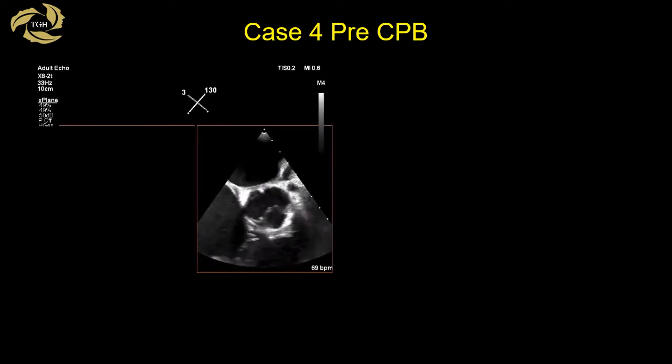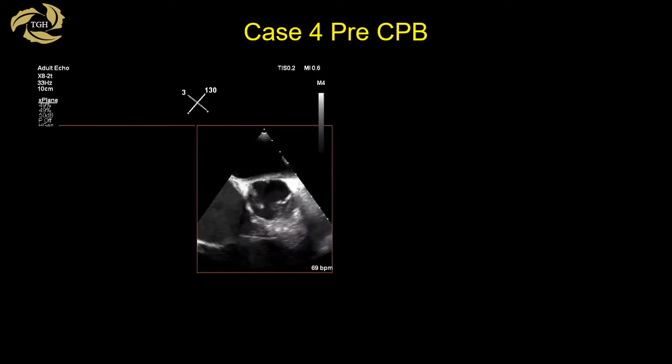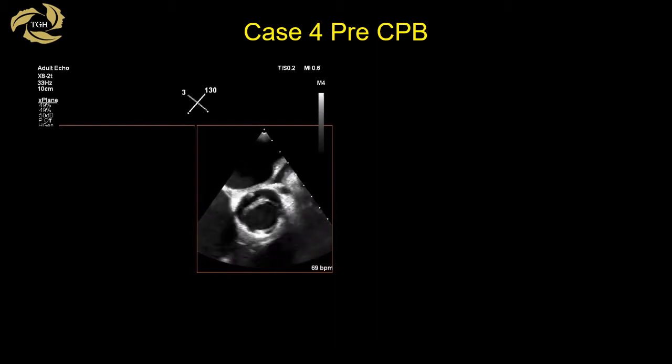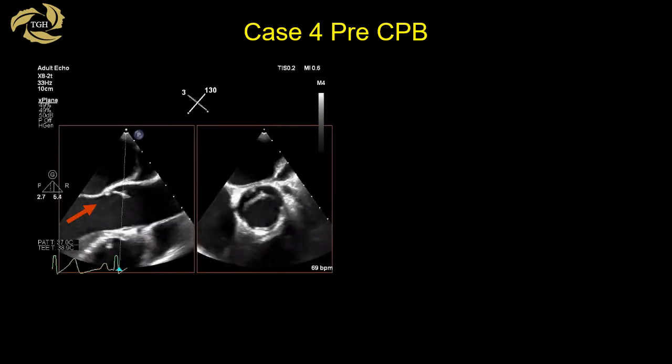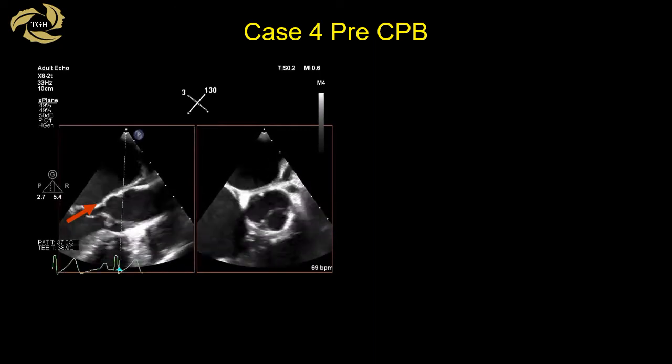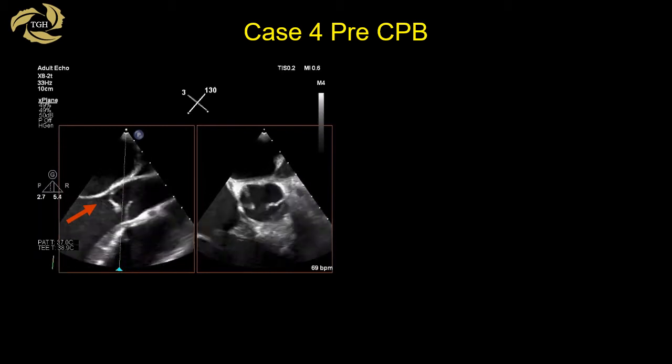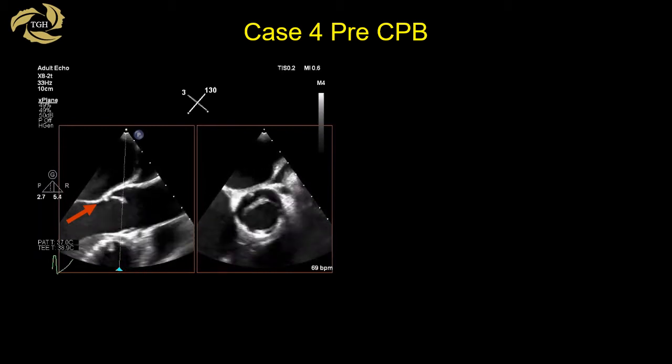Case 4 is another patient with similar pathology. It is a bit more challenging to sort out the number of cusps in 2D, as there is significant prolapse in one of the cusps, as shown in the mid-esophageal aortic valve long axis view. The arrow also indicates there is a flail portion of the valve.